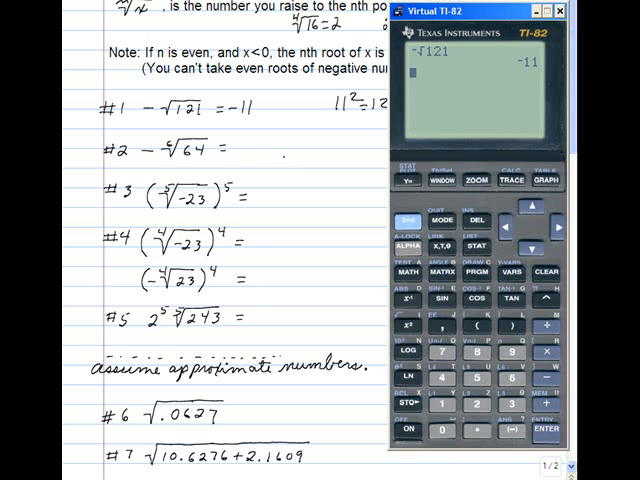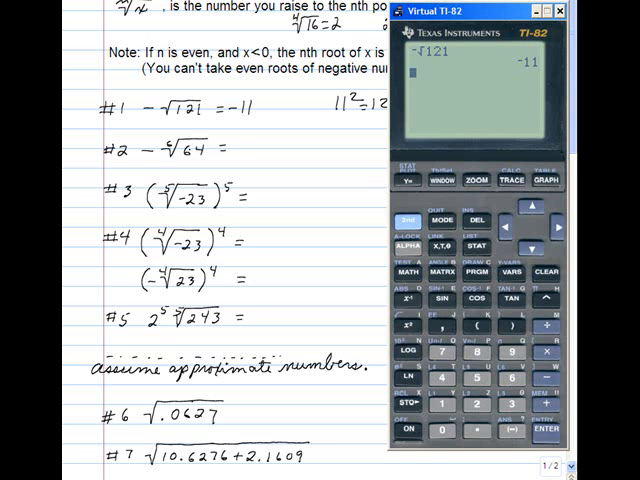Let's try the next one. In the next one, it's negative the sixth root of 64. So the first question is, can we even take that root? Well, if the number on the inside is positive, you can take the root, whether it's an even root or an odd root. It doesn't matter. It's only when negative numbers are on the inside that you have to look out for trouble. That's a positive number, so we're just fine.